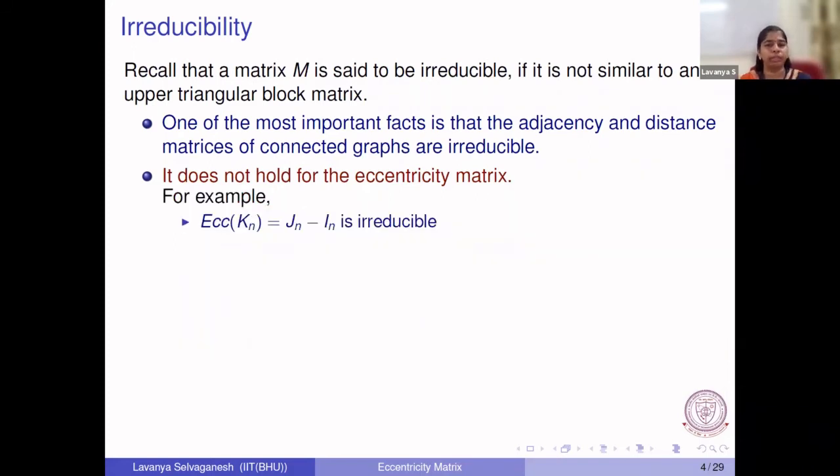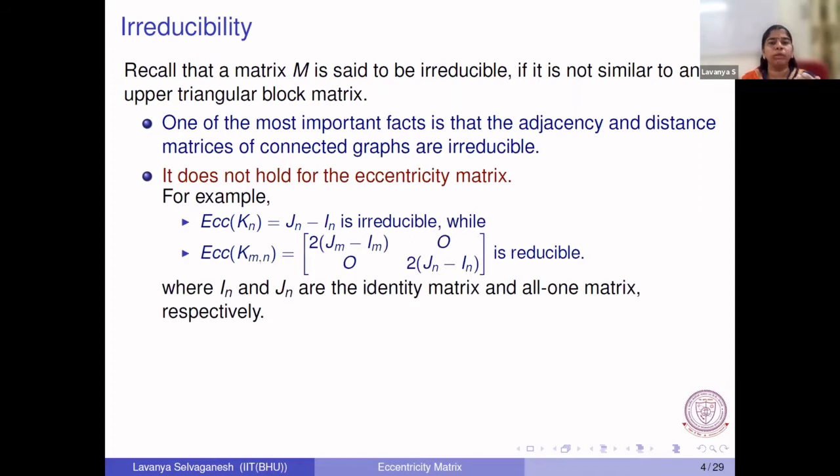Say, for example, if we look at the complete graph, the eccentricity matrix is just the all ones matrix minus the identity matrix. In fact, it is also the adjacency matrix of the complete graph itself. So it is irreducible. Whereas if we look at the complete bipartite graph, we get this nice block diagonal matrix, which is reducible.